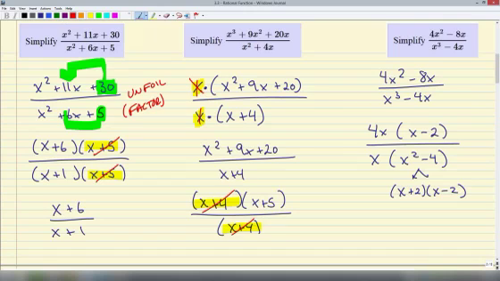What can cancel? I've got an x minus 2 here and an x minus 2 there. I've got an x here and an x here, so I can cancel those two. And so on the top, in the numerator, you're just left with a 4. And in the denominator, we're left with x plus 2.